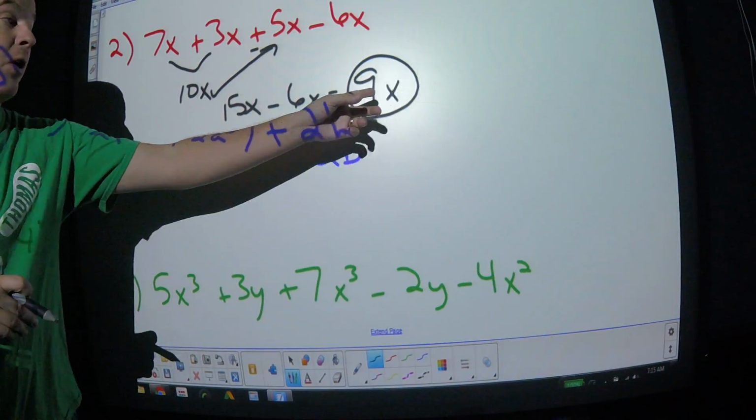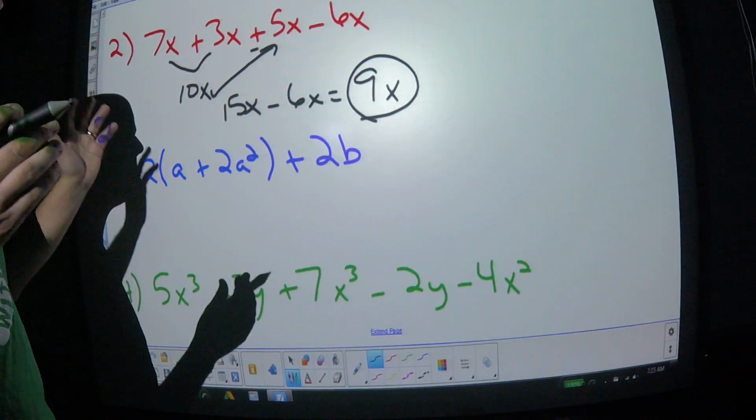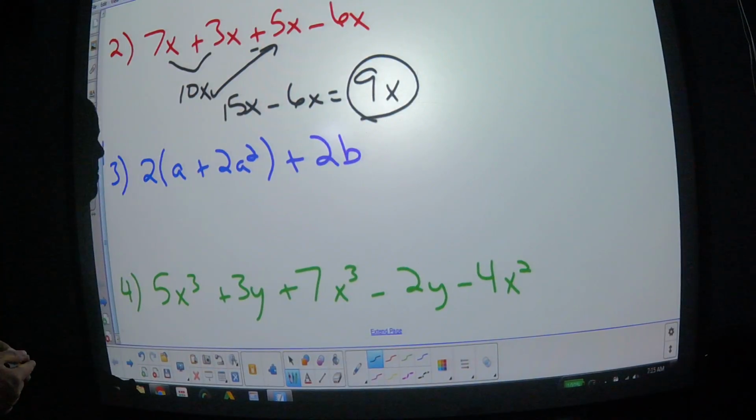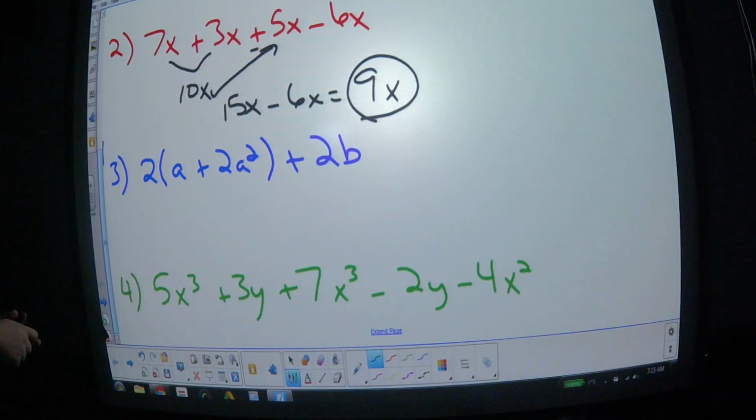Now, we don't know what x is. We don't care. All that mattered is that we simplified and condensed all of our like terms, and we only had one set of like terms. We only had x. Okay? Whereas number 3, we have to do something a little bit different.